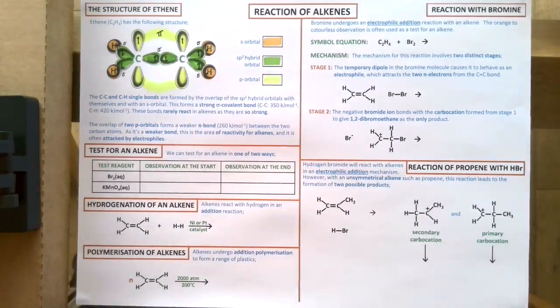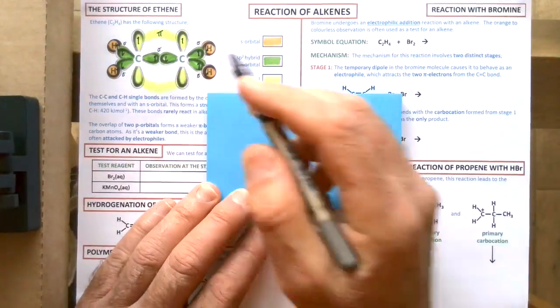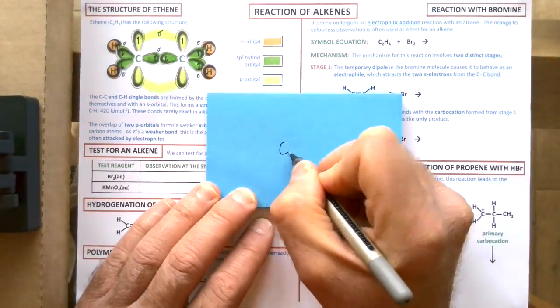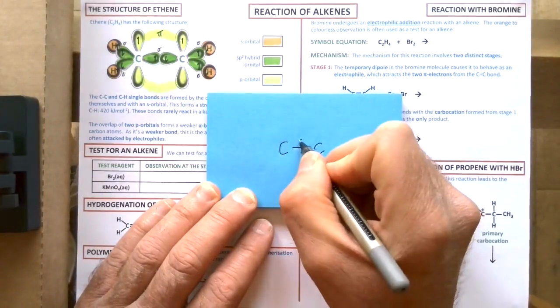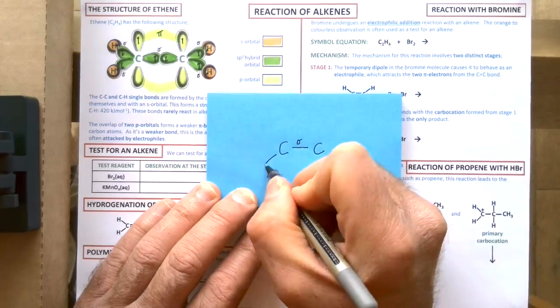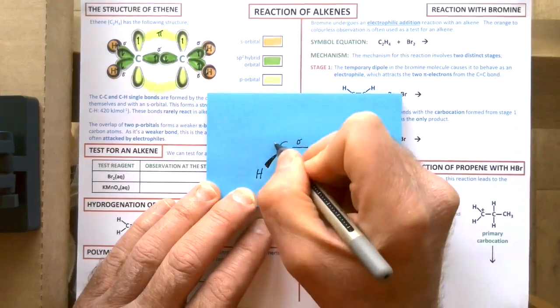Now, if I was showing this in an exam, or if I was answering this in an exam, I probably wouldn't draw such a complicated structure as this. I probably would draw something a bit simpler. So I'd show the sigma bond there between the 2 carbon atoms. I'd show the hydrogen coming towards me here and here.